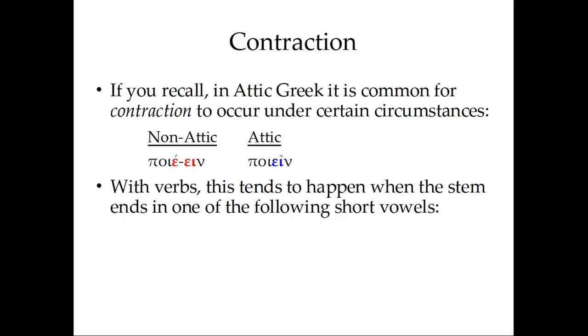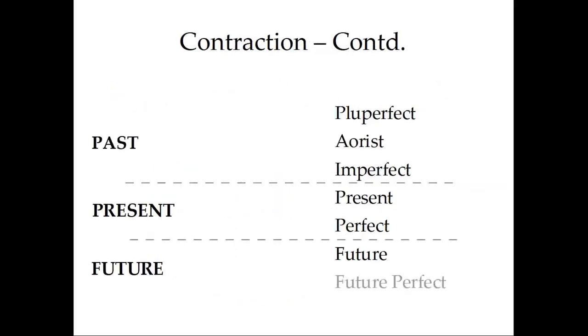Now, with verbs, this tends to happen when the stem ends in one of the following short vowels. It's not just any sort of hiatus, but when the stem ends in an alpha, epsilon, or omicron, we tend to see contraction in Attic Greek. And of these three vowels, by far, the most common is the epsilon. So poieo is obviously an extremely important verb: I make, I do. And many other important verbs also have stems that end in epsilon, and so get contracted in Attic Greek. These are the tenses we have been introduced to so far.